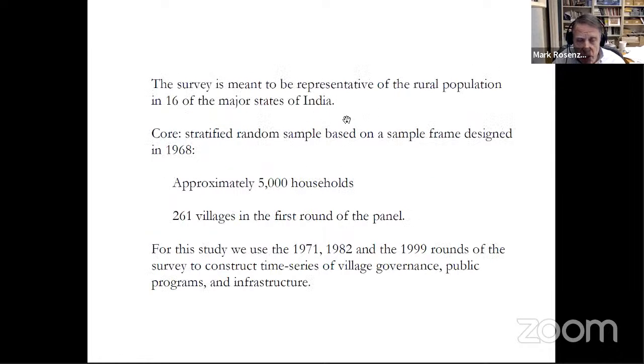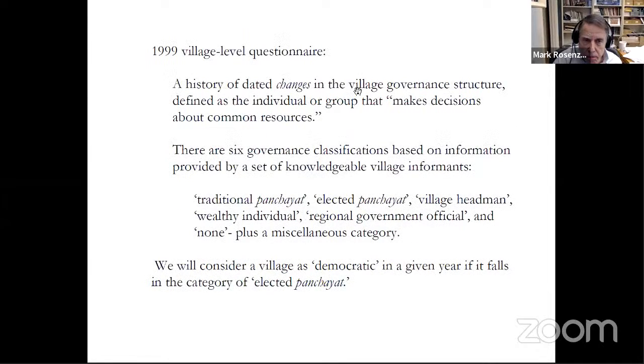Okay. Let me talk a little bit about the Rural Economic Development Survey. So when it started in the late 1960s, it was a survey of rural households that's meant to be representative when you use the sampling weights of the rural population in 16 of the major states of India. The stratified random sample was composed of 5,000 households. And they started with 261 villages. We're going to use data from 1971, from 1982, and 1999, those three rounds of the data, to construct time series of governance at the village level, public programs, and infrastructure.